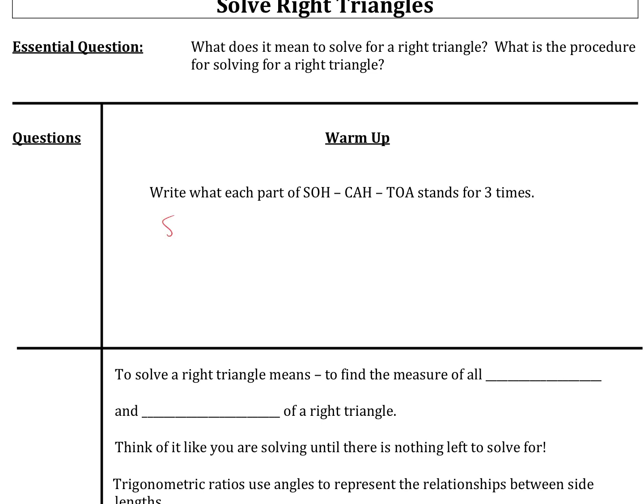All right, so SOH is sine equals opposite over hypotenuse. CAH is cosine equals adjacent over hypotenuse. And TOA equals tangent, which equals opposite over adjacent. All right.